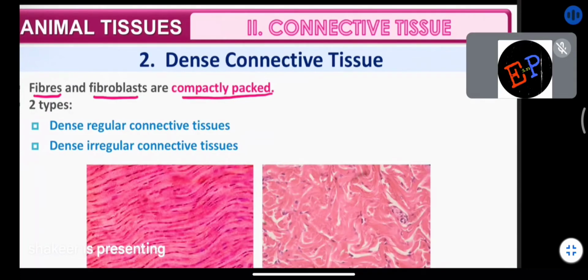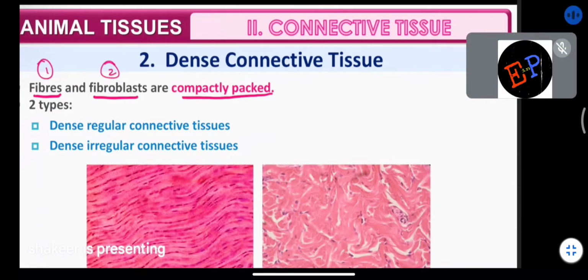So these cells are compactly packed. Compactly packed means they are very tightly packed. There is no gap between them. That is called compactly packed. So what are the two cells which are compactly packed? One is fiber cells and the second one is fibroblast cells.